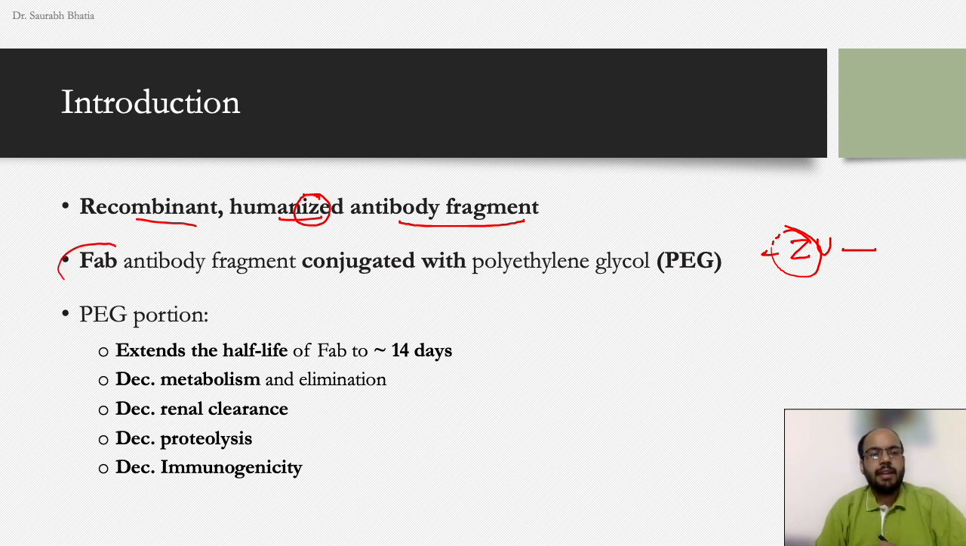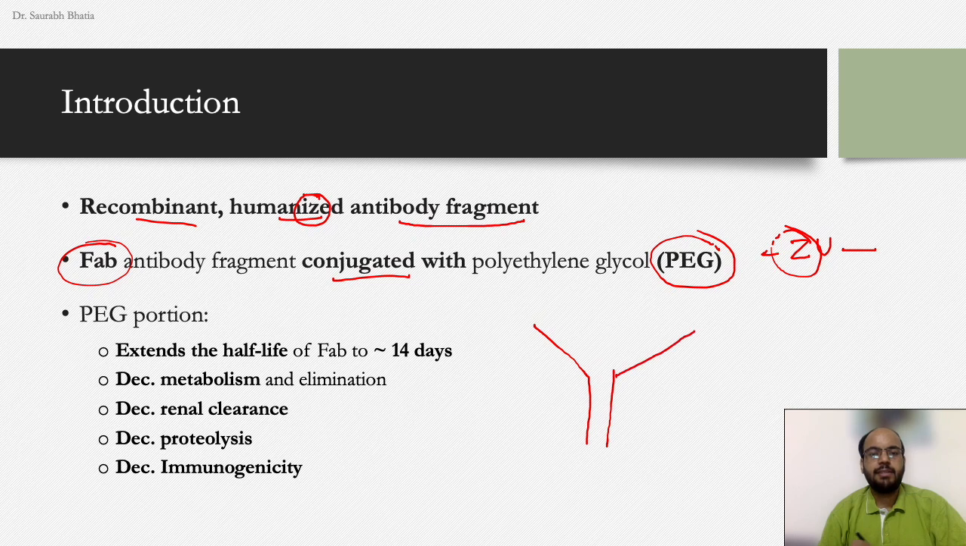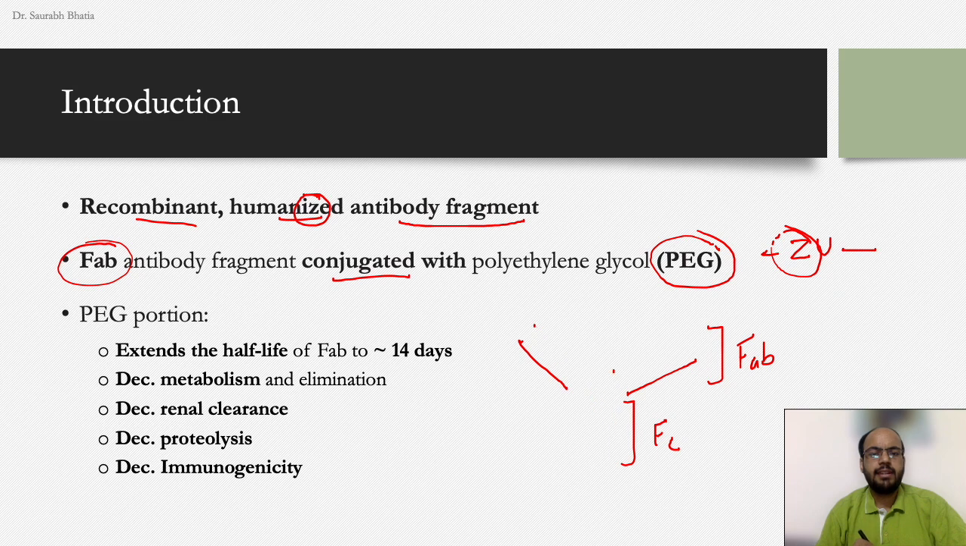The FAB antibody fragment is conjugated with polyethylene glycol. Okay, so in the previous video on etanercept, we had discussed the basic structure of an immunoglobulin. This is the antibody binding site, which is FAB, while this is the constant region, which is FC. Clear? Now, what happens in Certolizumab Pegol is that, let me redraw it. The FAB fragment is conjugated with polyethylene glycol moieties, or polyethylene glycol molecules. So polyethylene glycol is conjugated with the FAB fragment.